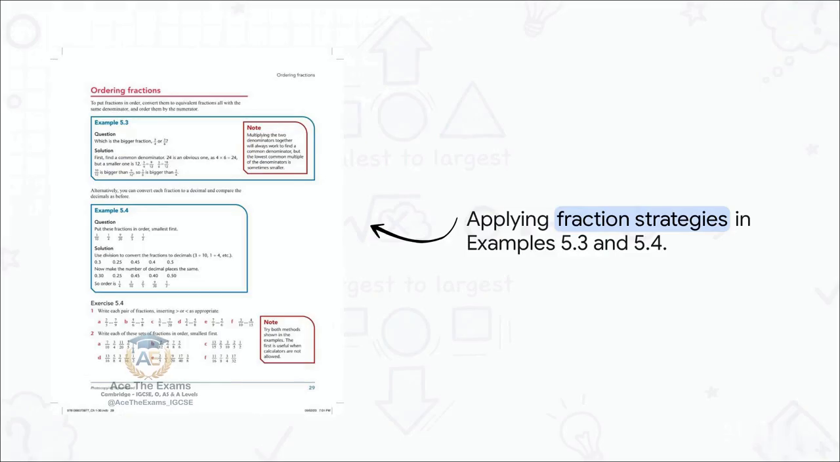Let's see this in action. In example 5.3, the question asks which is bigger, 3/4 or 5/6. Using method A, we know we need a common denominator.